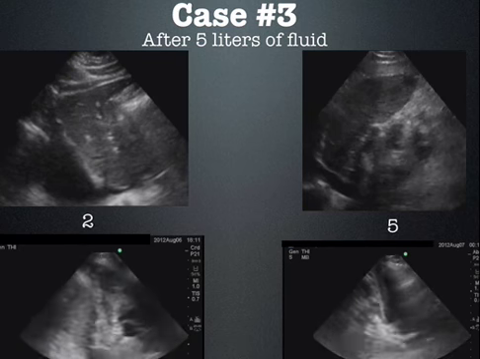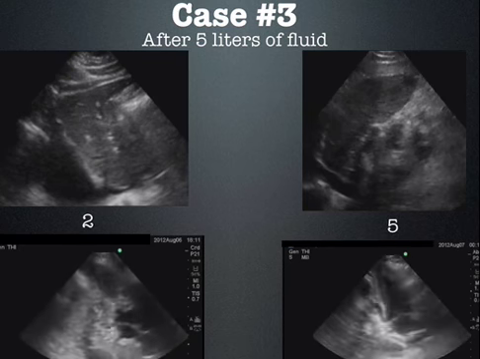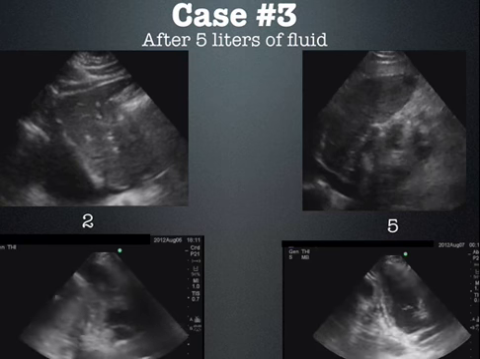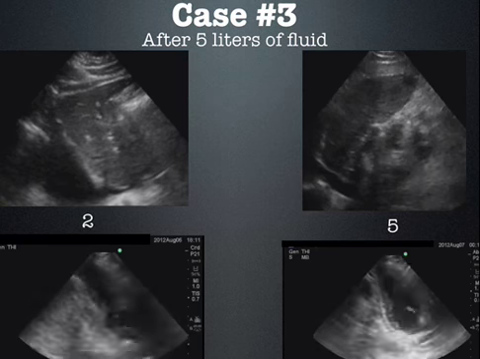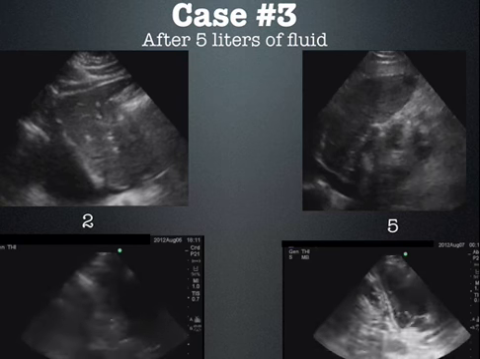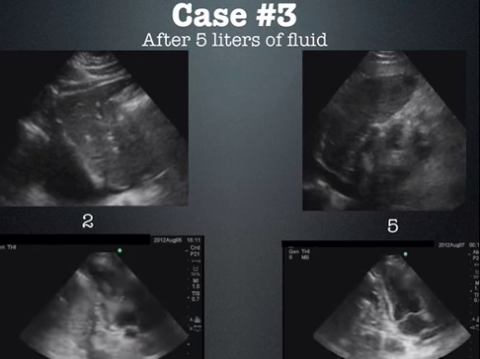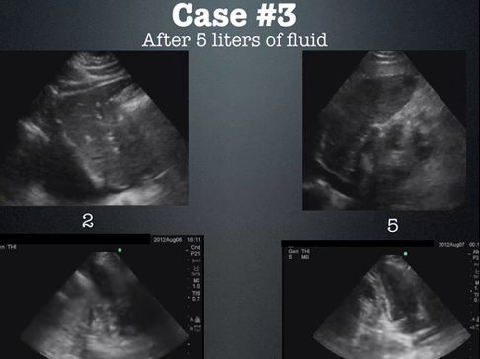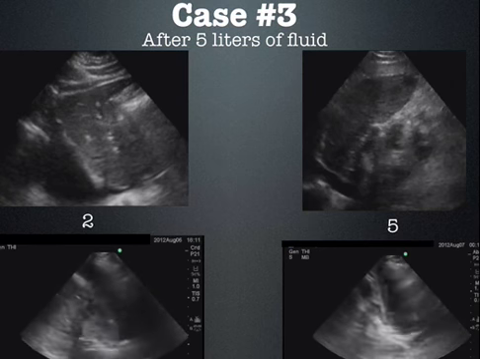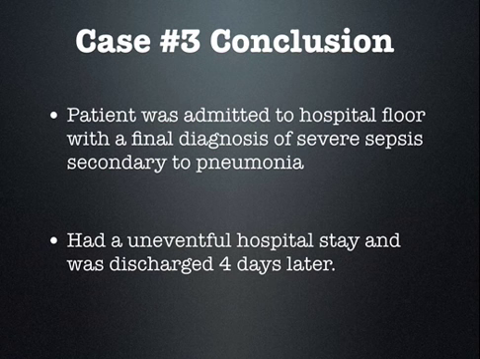Here is her presentation. You've seen this image a couple of times, this is actually that patient. Hyperdynamic LV. The IVC right here looks like a slit. Whereas here, after 5 liters, that LV looks much more happy. And then the IVC at end inhalation looks a lot better. All right? So the patient ultimately got admitted to the hospital floor and was discharged after 4 days. Final diagnosis was severe sepsis secondary to pneumonia.